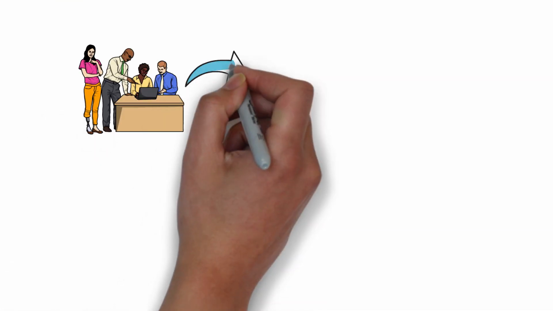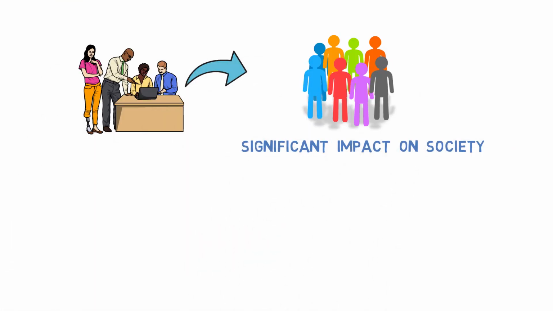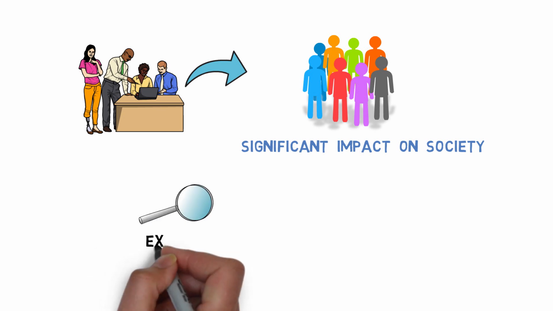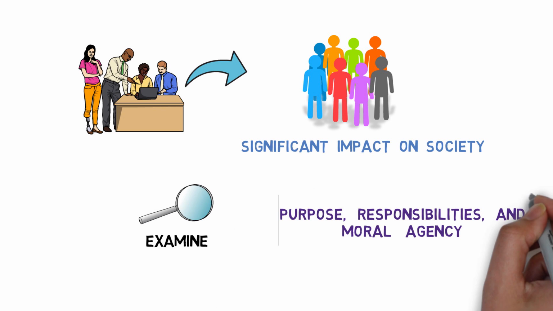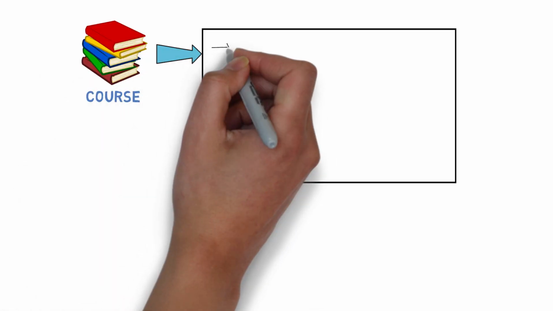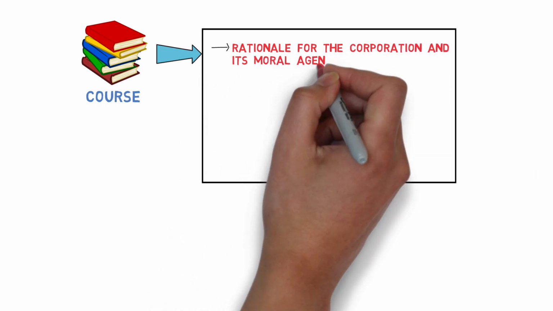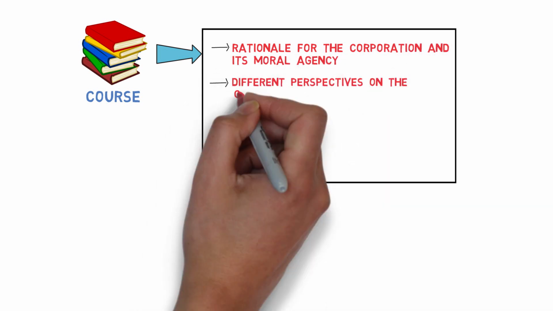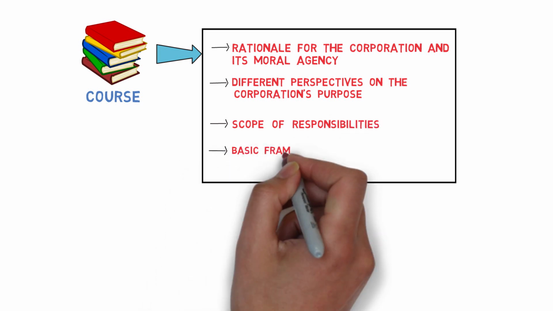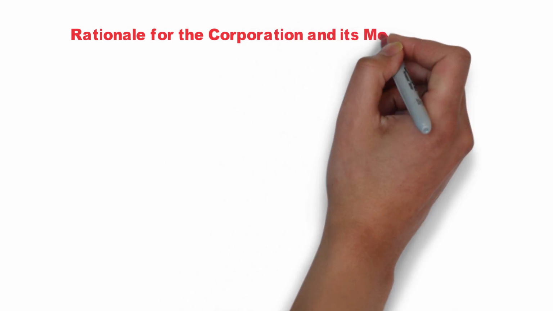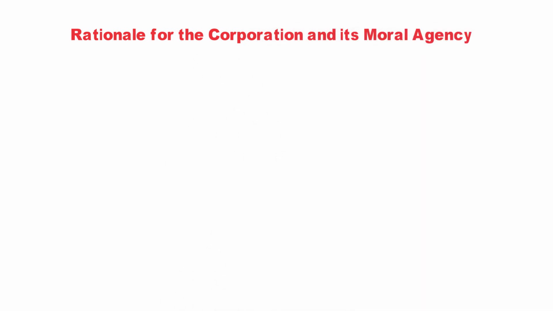As corporations continue to have a significant impact on society, it is essential to examine their purpose, responsibilities, and moral agency. This course will cover the rationale for the corporation and its moral agency, the different perspectives on the corporation's purpose and scope of responsibilities, and the basic framework for case analyses. Rationale for the corporation and its moral agency.